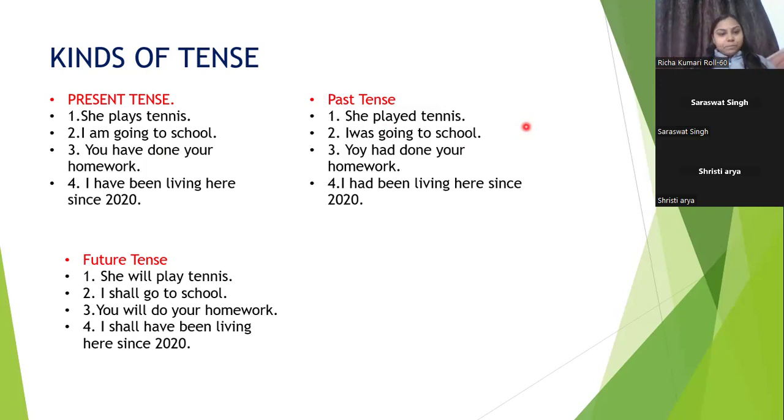Okay, okay. Now, ma'am, let's say future. Future tense. She will play tennis. वो टेनिस खेलेगी. I shall go to school. मैं क्या? Tell me the Hindi. मैं विद्यालय जाऊंगा. Good, exactly. You will do your homework.